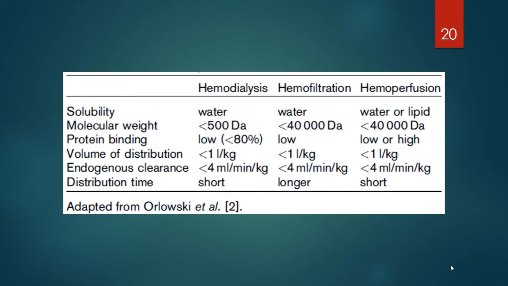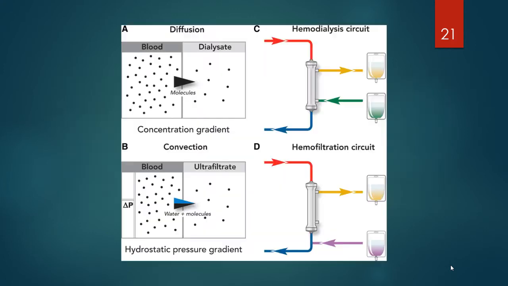So in the distribution time, for the hemodialysis to be effective, we need a short time for that toxin to move from the intracellular to the blood. But if it's longer, then we don't know if this will be effective or not. We're going to show you a couple of cases after this.